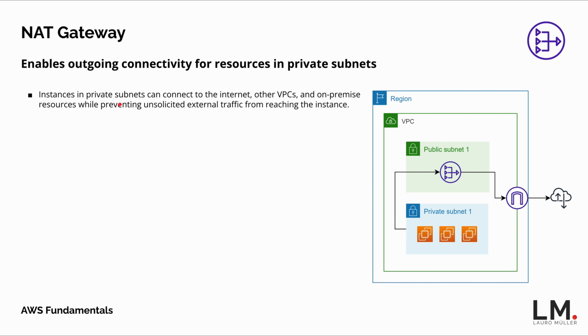The instances in the private subnet can connect to the internet, also to other VPCs and to on-premise resources, while preventing unsolicited external traffic from reaching the instance. A classic example is you have a bunch of databases here, and you want to make sure that they can reach out to the internet to download updates and patches, security stuff, but you want to prevent the internet from directly connecting to these instances.